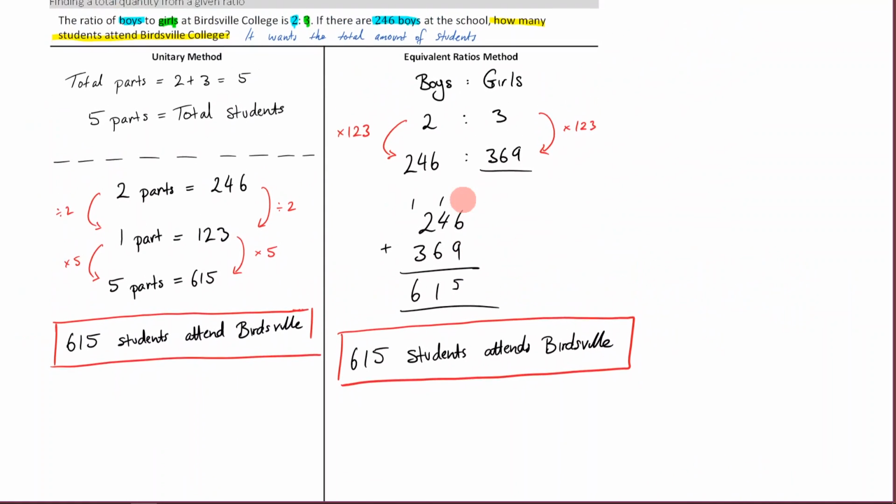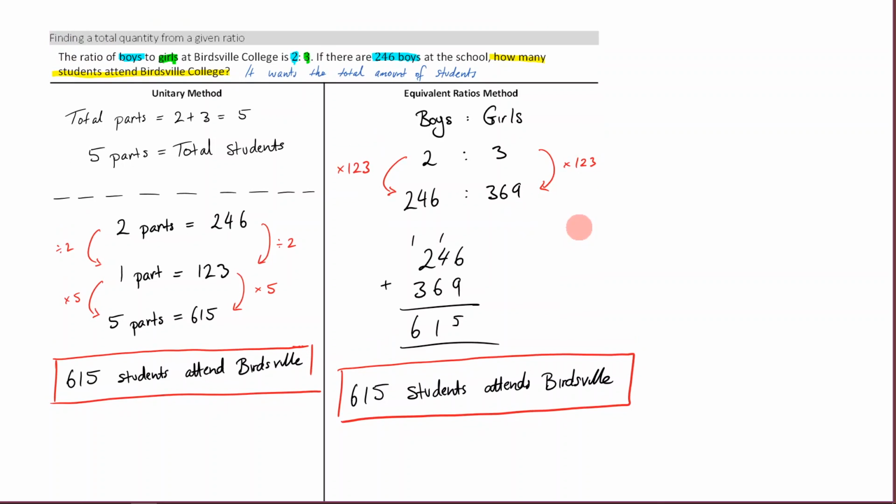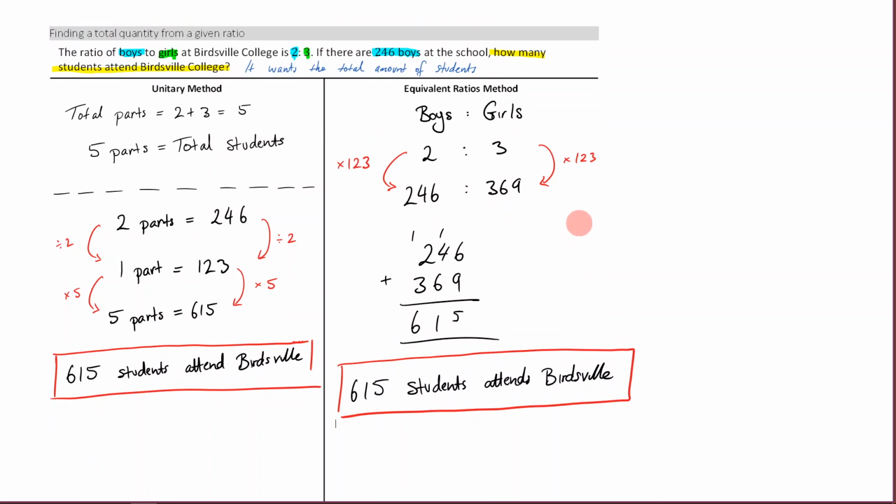So it's up to you which of these you like better. I think the unitary method is probably my favorite way of doing it, simply because I don't like to be timesing something by such big amounts. If it's another example, it might be a lot trickier. But hopefully you found this useful.